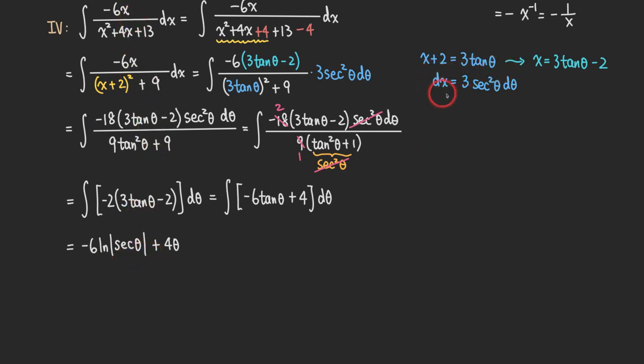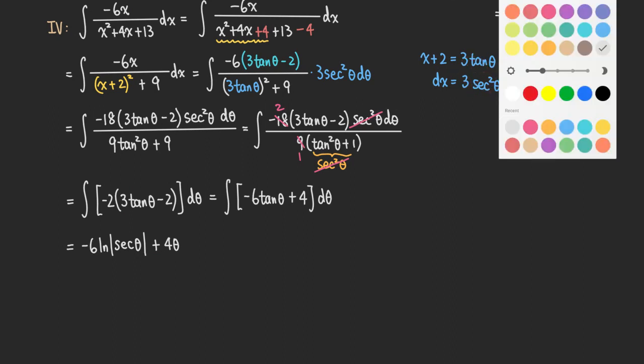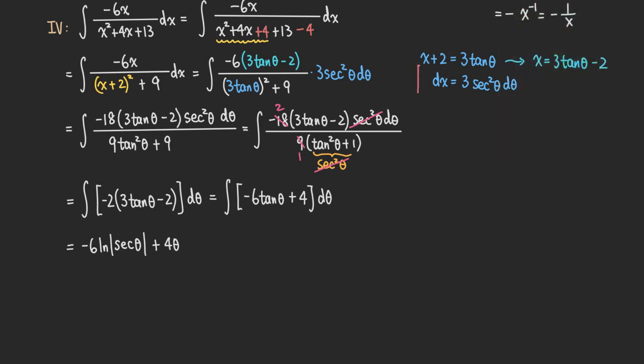So from here, how do we do that? From this expression right here, we can actually solve for tangent. So tangent theta is actually equal to x plus 2 all over 3. Is that okay? Now, from here, we can also get theta to be tangent inverse of x plus 2 over 3.